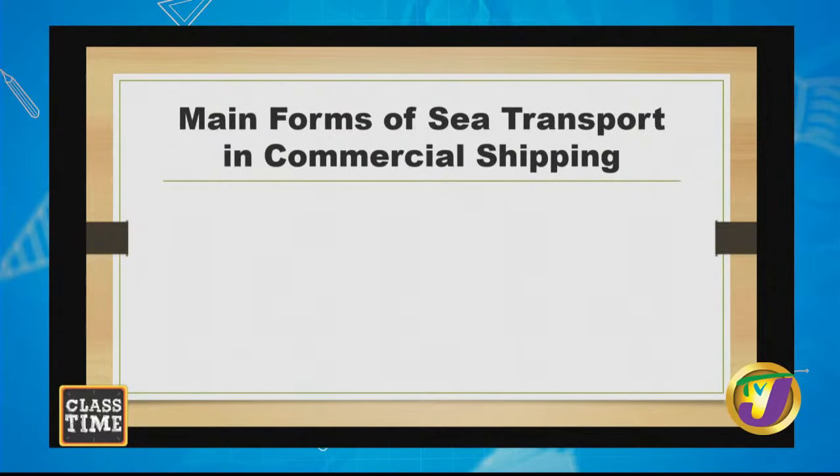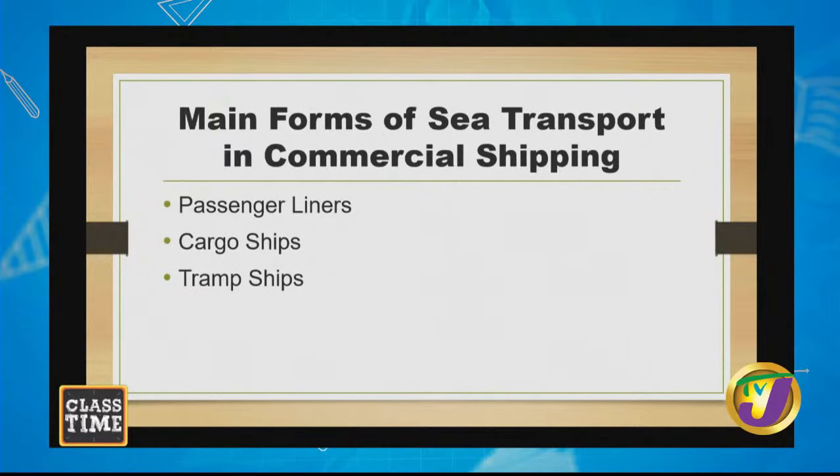Now, we're going to briefly take a look at some of the main forms of sea transport in commercial shipping, because there are various kinds of vessels and they're designed for different purposes. So let us briefly look at some of these main forms of sea transport in commercial shipping. So we'll be looking at passenger liners, cargo ships, tramp ships, and special freighters.